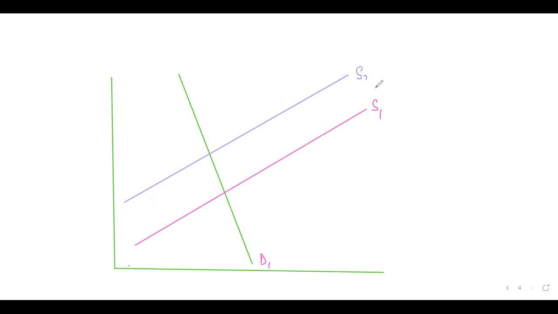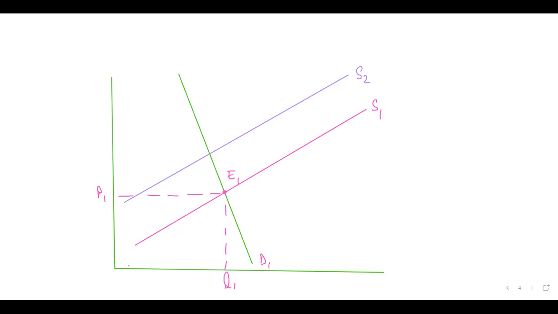So let's first label the original equilibrium. Where the original supply was intersecting with your original demand, that was your original equilibrium point, right? So this is your E1, right? And this is your P1, right? E1 and P1, easy. So this is where your original equilibrium was. Got it? P1 and Q1.